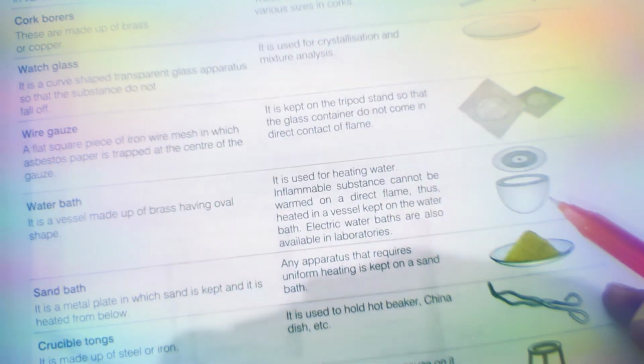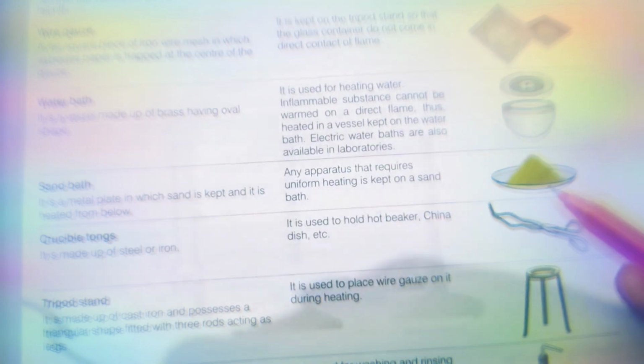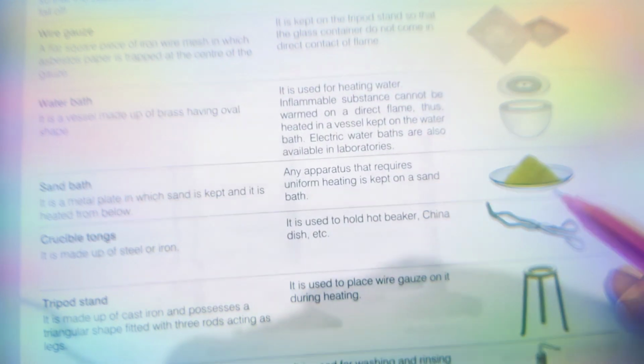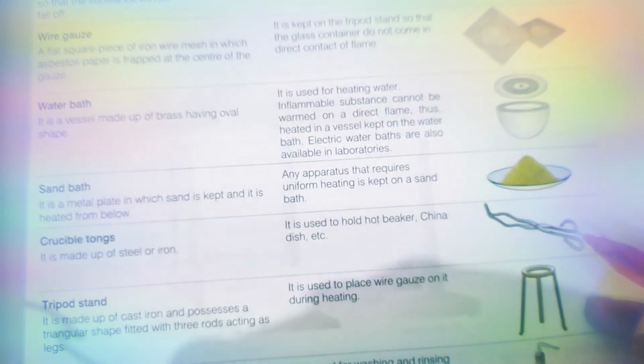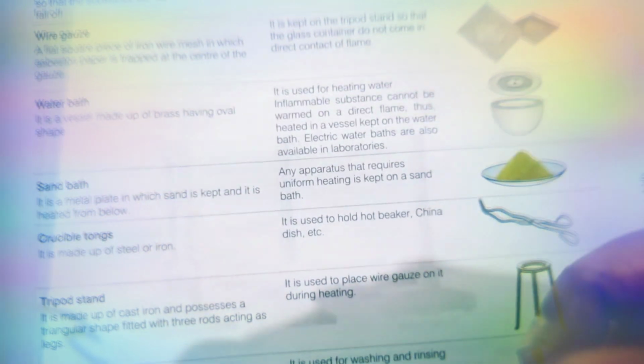Next, water bath used for heating water. Inflammable substances cannot be heated on the direct flame. We can use a water bath for them. Next, sand bath, for apparatus that requires uniform heating. We can use sand bath. We have two types, water bath and sand bath. Crucible tongs to hold the beakers, china dish and all other things which are hot. We cannot touch or hold them with our hands. Tripod on which we have to keep wire gauze and then heat any substance.